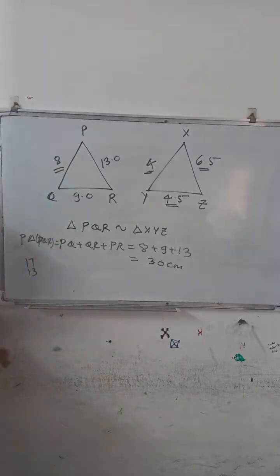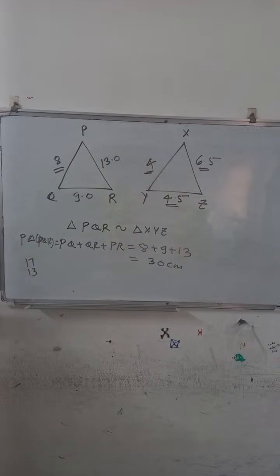Check whether the option is there. Yes, it's option D, that is 30. Can you get how to correlate these questions? Yes, correct. You can build the relation once this kind of question comes. Now write down the next question.